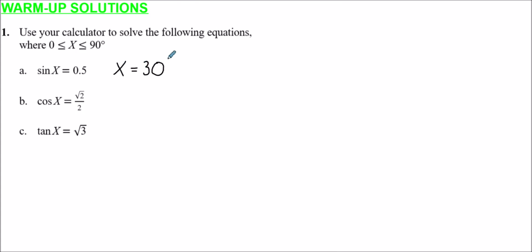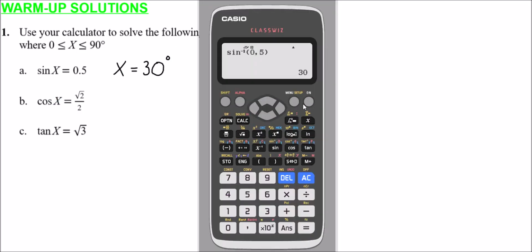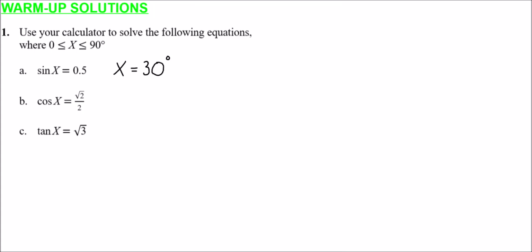Same idea for part B. Solve cos of big X equals root 2 over 2. So for this one, we're going to do shift cos, brackets, root 2 over 2, and you should find that this comes out to be the exact value of 45. So for B, X equals 45.